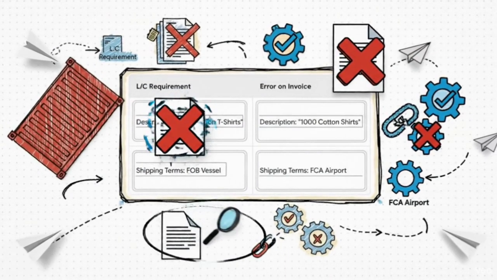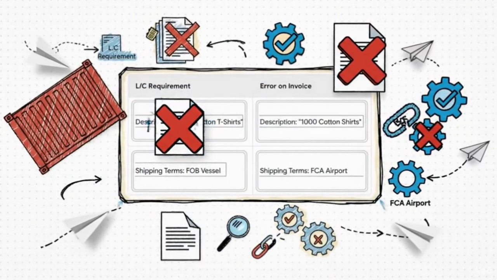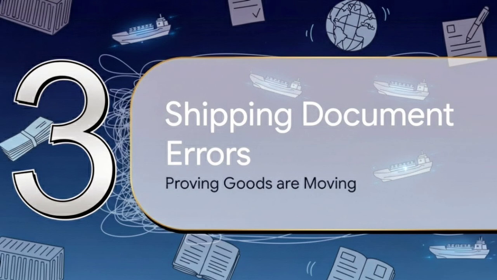These two terms completely change who is responsible for the goods and when, creating a huge conflict with the LC's conditions. So that leads us right into the next critical area: the documents that prove your goods are actually on their way. These transport documents are looked at just as closely as all the financial paperwork.